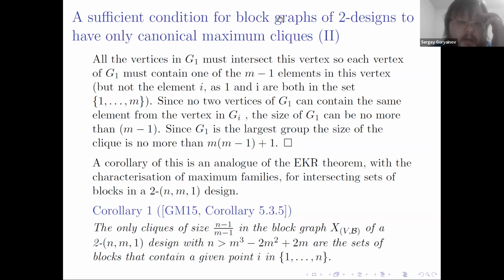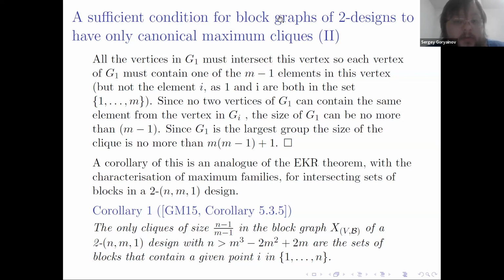All the vertices in G1 must intersect this vertex, so each vertex of G1 must contain one of the m-1 elements in this vertex, but not the element i, as 1 and i are both in the set from 1 to m. Since no two vertices of G1 can contain the same element from the vertex in Gi, the size of G1 can be no more than m-1. Since G1 is the largest group, the size of the clique is no more than m multiplied by m-1 plus 1. And we are done.